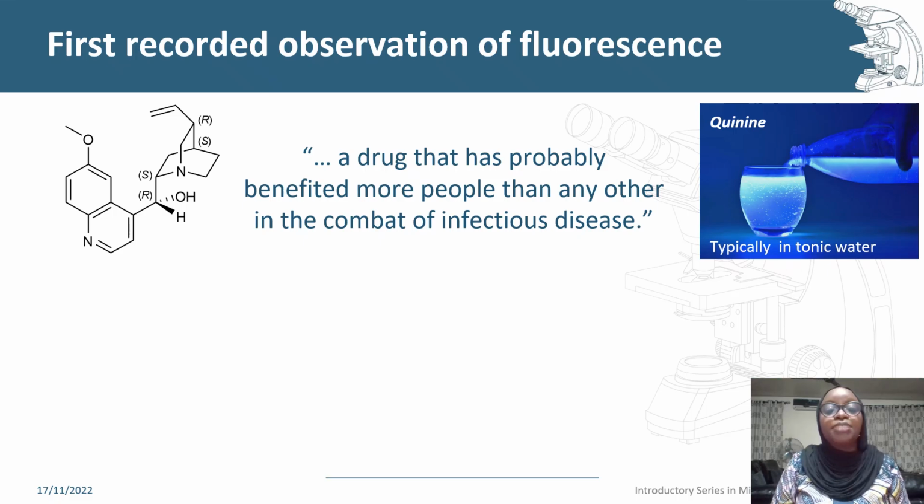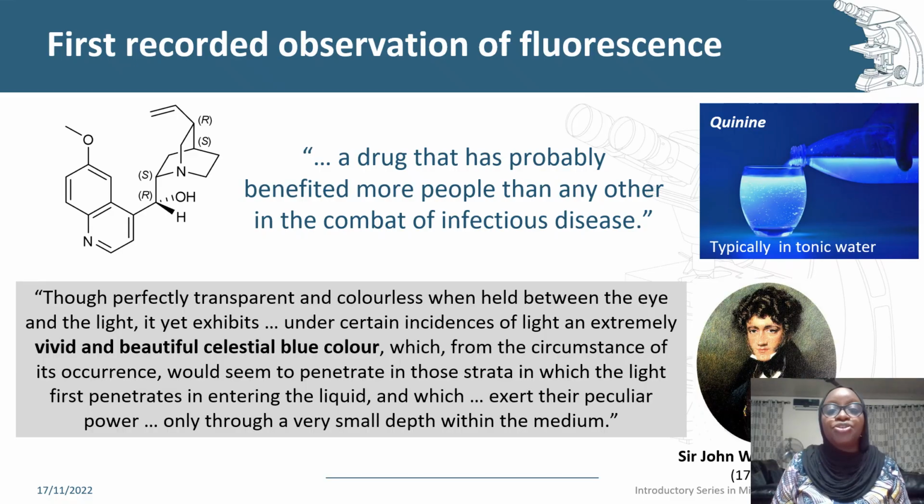Typically, the first observation of fluorescence was of a molecule called quinine. It's a drug that has probably benefited more people as it combats infectious disease. This was of great interest in the 19th century as it was used as an anti-malarial. John William Herschel first described fluorescence over 200 years ago.